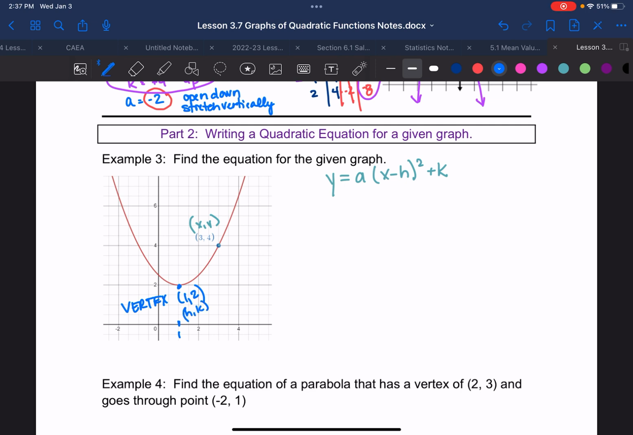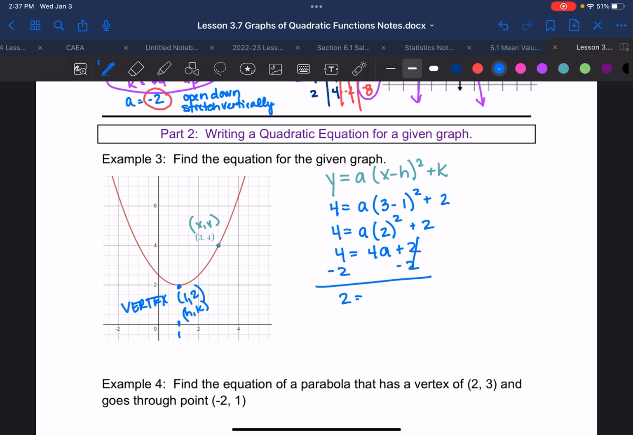Now what I don't know is A. So what I'm going to do is put all 4 of those values in this formula. When y is 4, I'm going to leave A because I don't know what it is. X is 3, H is 1, and K is 2. So when I put everything in, I'm going to simplify. 3 minus 1 is 2 squared, making that 4a plus 2. Now I'll quickly solve for a. And a is going to equal 1/2.